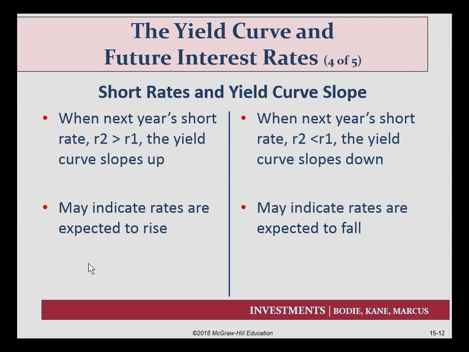If next year's short rate is greater than this year's yield, that means that the yield curve will slope upward, and we may indicate that interest rates are expected to rise. On the other hand, if those future 1-year rates are less than today's, we would expect interest rates to fall. So this is one of our first indicators, if you will, of how we can use this information. Do we think interest rates in the near term are going to increase or decrease?